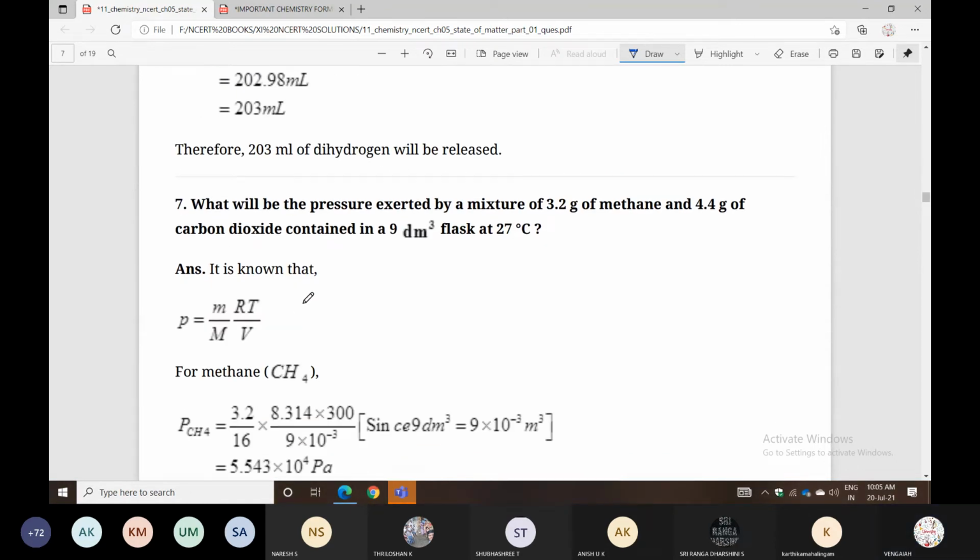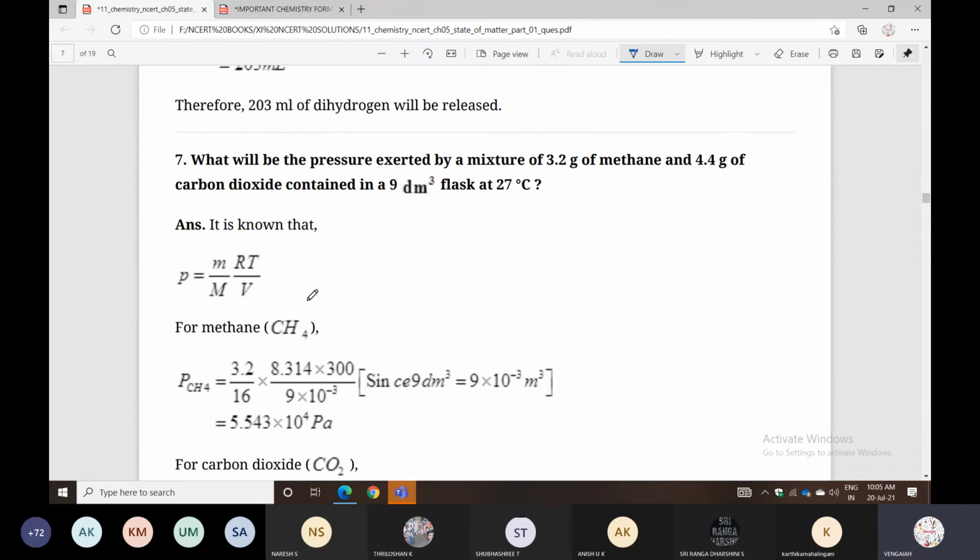Next one. What will be the pressure exerted by the mixture of 3.2 grams of methane and 4.4 grams of carbon dioxide contained in 9 dm cube at 27 degrees C given? So listen here. What will be the pressure exerted by the mixture? When pressure is exerted by the mixture, that is the vapor pressure concept. So then liquid and vapors became equilibrium.